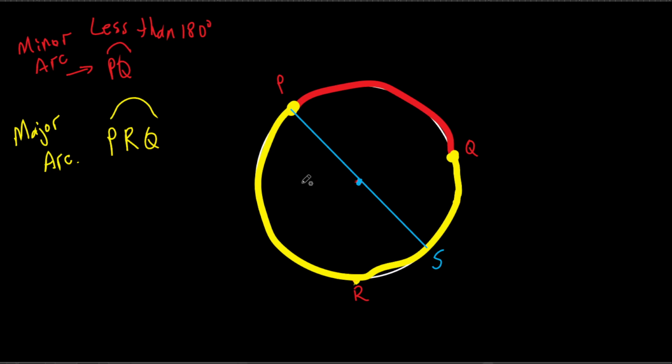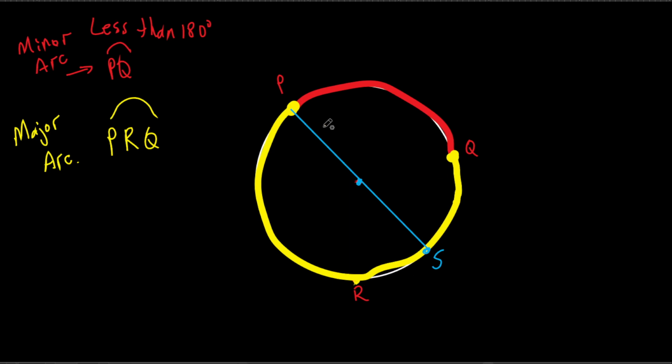Then you just use 3. You just use the endpoints. Like if I got an S right there, I could name that yellow one arc PRQ, or I could call it PSQ if I wanted to. All right? It would still be the same exact arc. Because it ends at P and Q, and this point is just some point in between them.